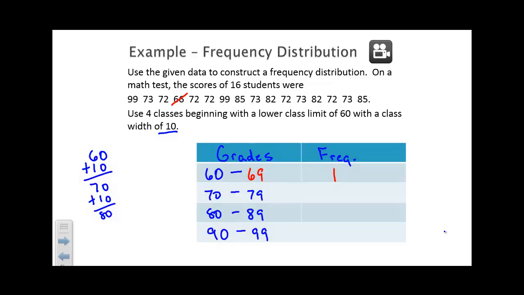So now let's look for 70s. That's 1, 2, 3, 4, 5, 6, 7, 8, 9. 9 in the 70s. Counting the 80s now. 1, 2, 3, 4. And now I'm going to be counting the values that occur in the 90s. So in the 90s, 1, 2, and I have 2.